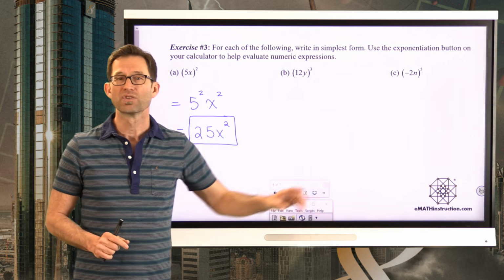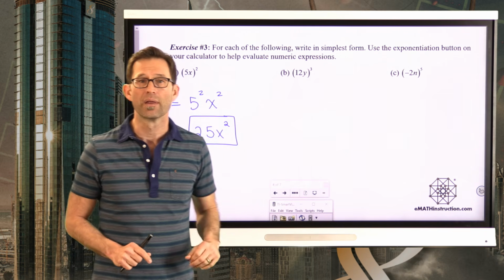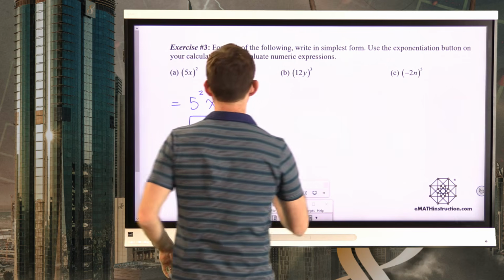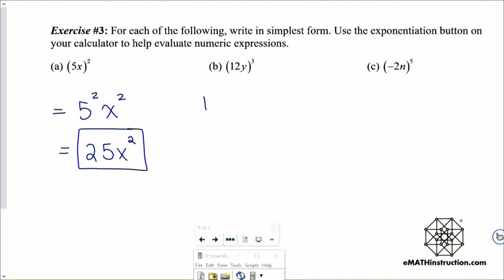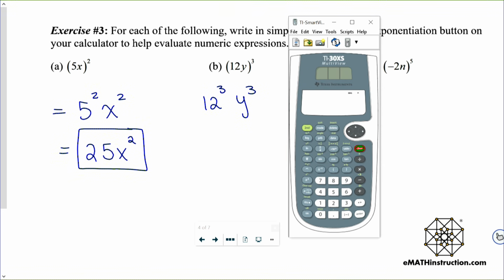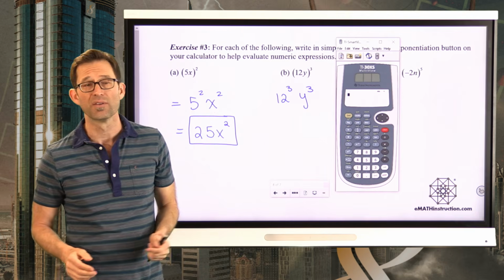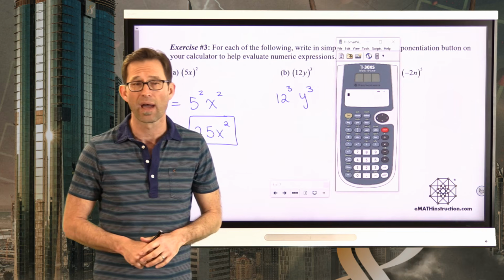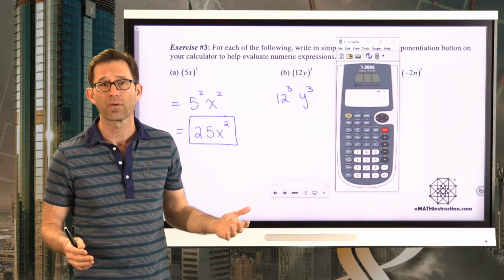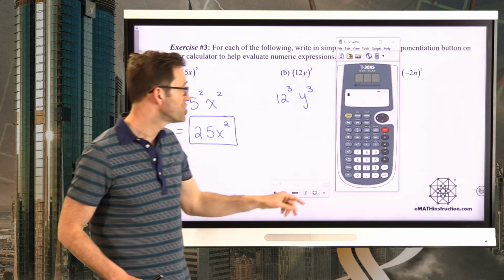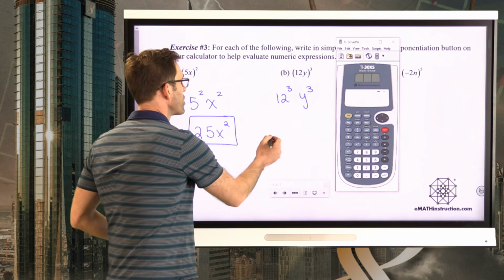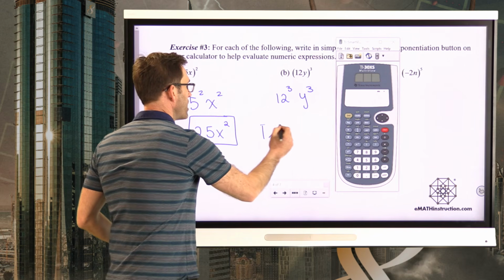All right, we'll eventually talk about why you want to be particularly careful in letter C, but in letter B, I've got 12y to the third. That means I've got 12 to the third, y to the third. Now, 12 to the third is where we might want our calculators, and this is as good of a time as any to discuss where the exponent button is on your calculator. Now, it's going to depend upon the calculator that you have, all right? But generally speaking, there should be a button on your calculator that looks something like this.